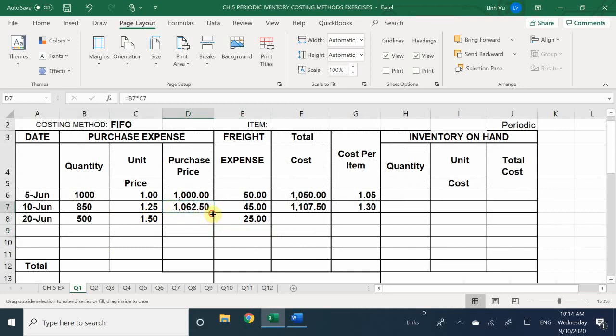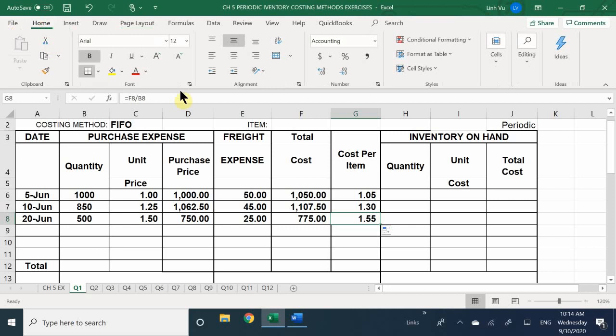So here, my total purchase price is going to be 500 times $1.50, which gives me $750. I'm going to add those two numbers together to give me my total cost, and that's going to give me a total of $775. Now I'm going to find my cost per item, and my cost per item is going to be 775 divided by my 500, which gives me a total of $1.55. Now, I just want to ensure that this is a whole number, but if I expand it, yes, it's evenly $1.55. So good, they divided very evenly. So in this case, I'm good to go.